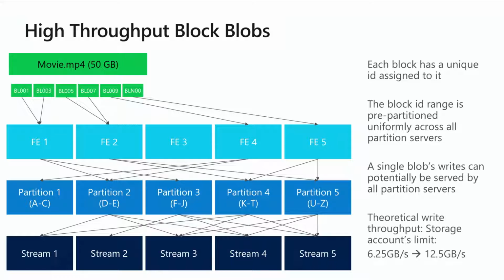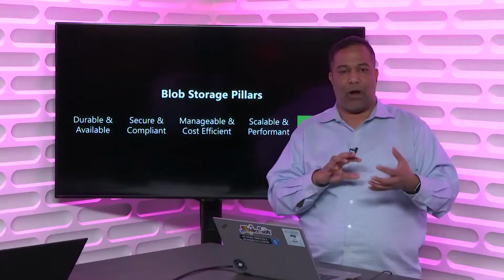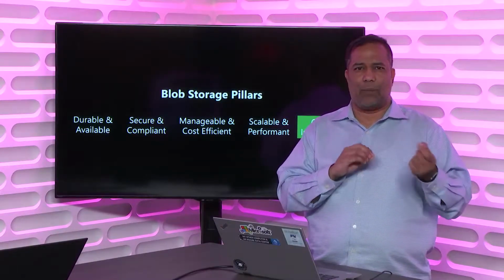So that's what really gives you this huge potential throughput of either 6.25 gigabytes per second, which is 50 gigabits per second today, or 12.5 gigabytes per second or 100 gigabits per second later this year. So hopefully that was an interesting quick preview into what we can do for you around large blob writes.